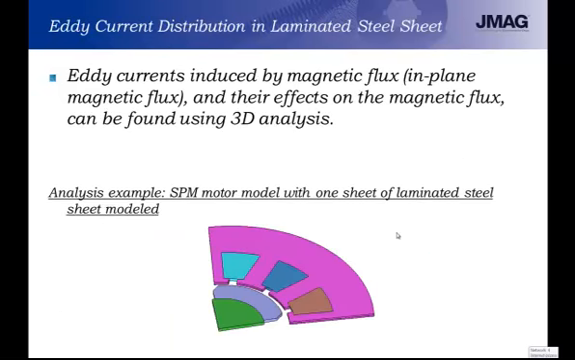Another example is to look at the eddy current distribution in a laminated steel sheet. Eddy currents induced by magnetic flux and the in-plane magnetic flux, and their effects on the magnetic flux, can be found only using 3D analyses. In this example, we'll look at an SPM motor model with a single sheet of laminated steel.